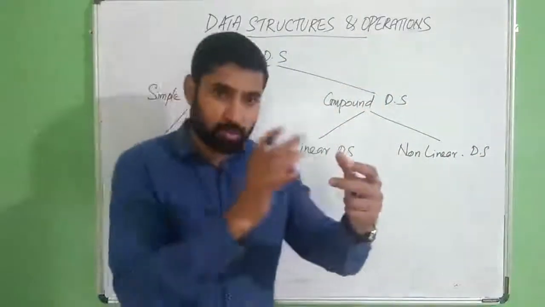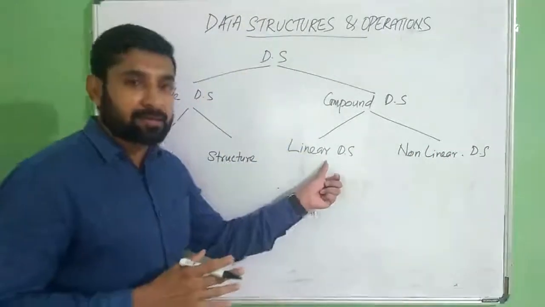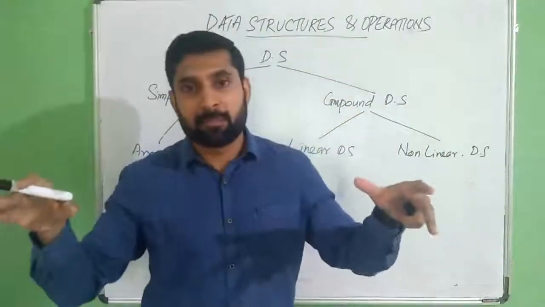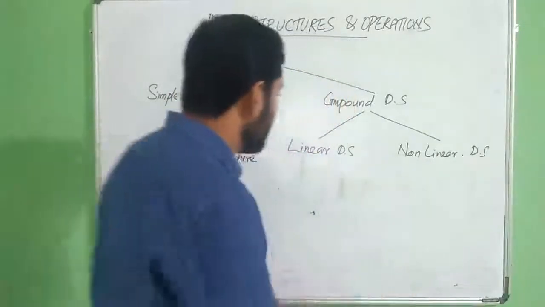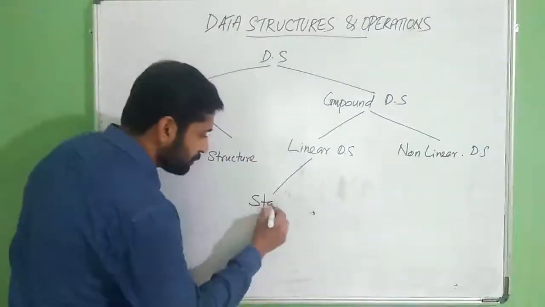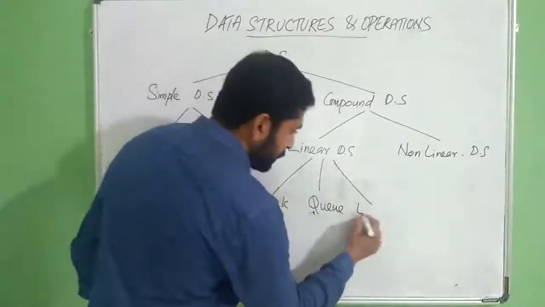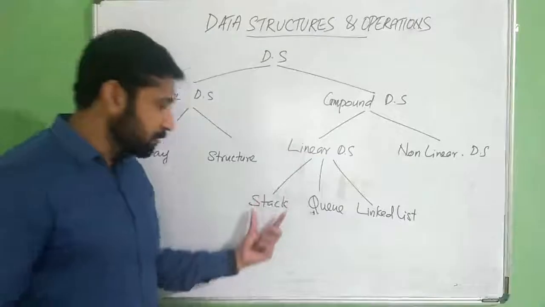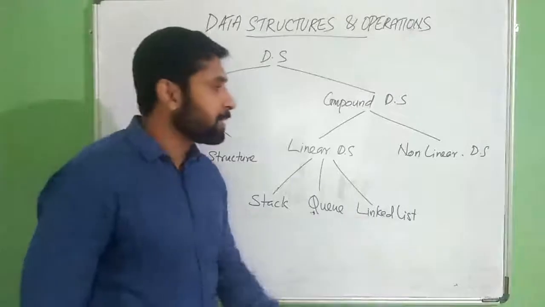A linear data structure grows in linear fashion and shrinks in linear fashion. And a non-linear data structure grows in non-linear fashion. It will have different branches and all. So that is called non-linear data structure. Examples for linear data structure are stack, queue, linked list. These are what I am going to discuss in detail: stack, queue, linked list.